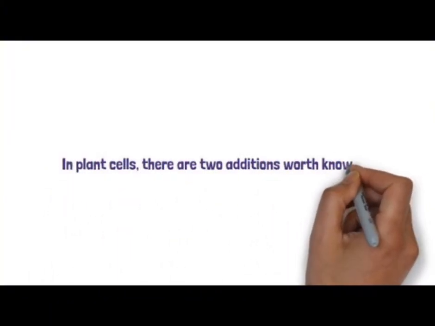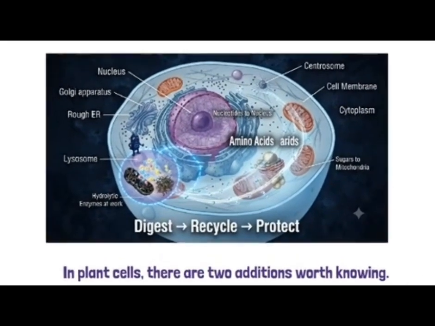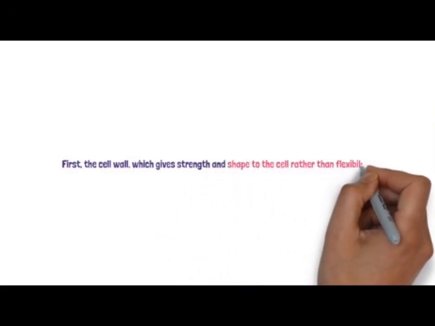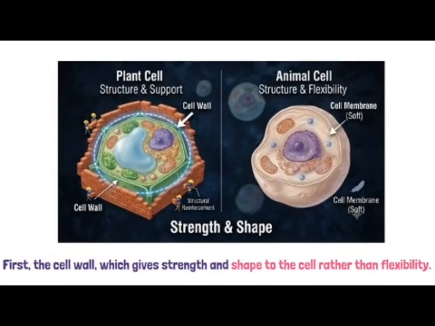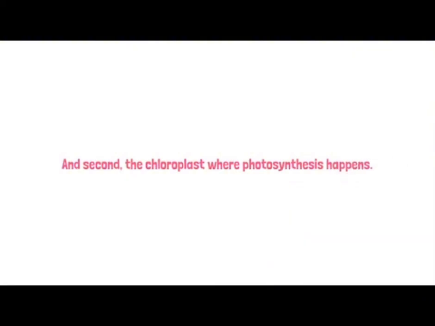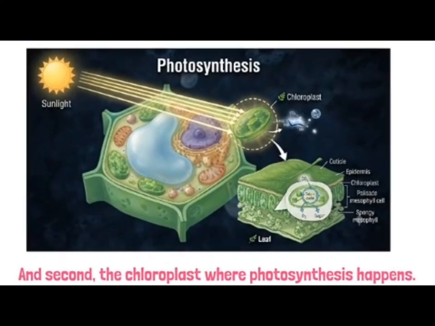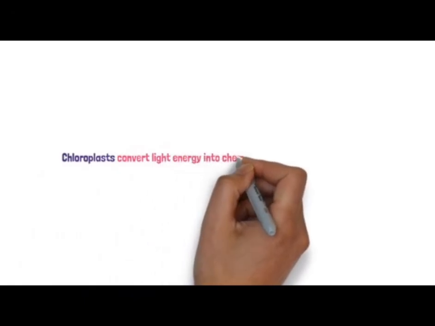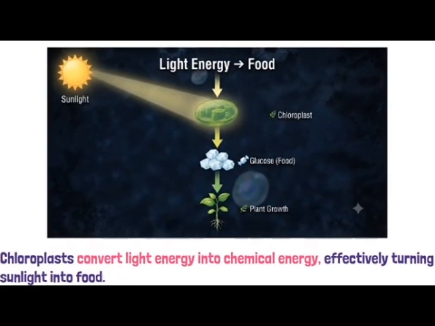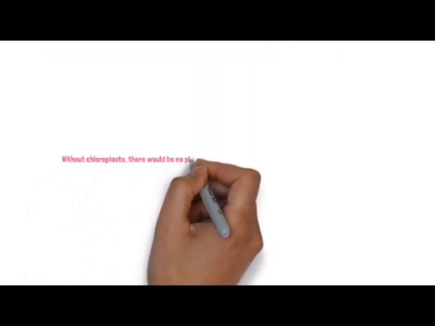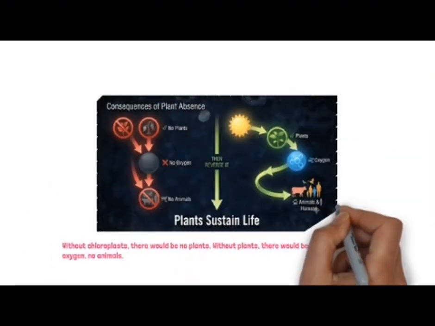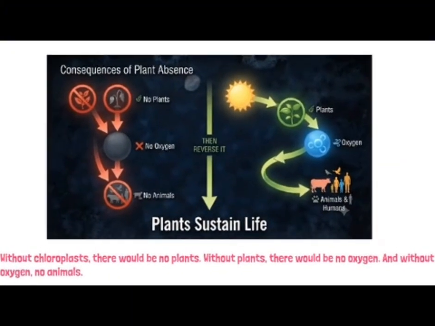In plant cells, there are two additions worth knowing. First, the cell wall, which gives strength and shape to the cell rather than flexibility. And second, the chloroplast, where photosynthesis happens. Chloroplasts convert light energy into chemical energy, effectively turning sunlight into food. Without chloroplasts, there would be no plants. Without plants, there would be no oxygen. And without oxygen, no animals.